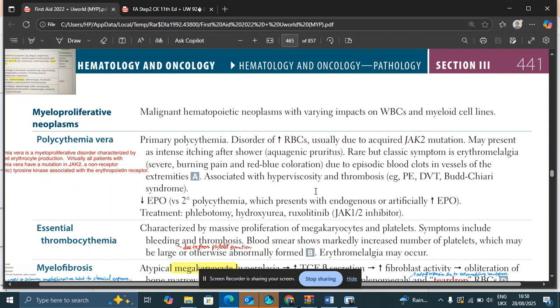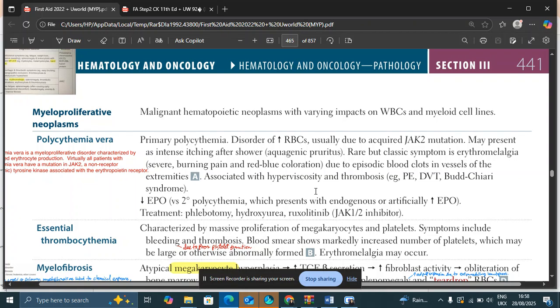So in polycythemia vera, JAK2 mutation will be present, EPO will be low, and oxygen saturation is going to be normal. While in secondary polycythemia, there is no JAK2 mutation, high EPO levels, and low oxygen saturation. Okay, this is how you distinguish primary polycythemia from secondary, on the basis of mutation, EPO levels, and oxygen saturation.